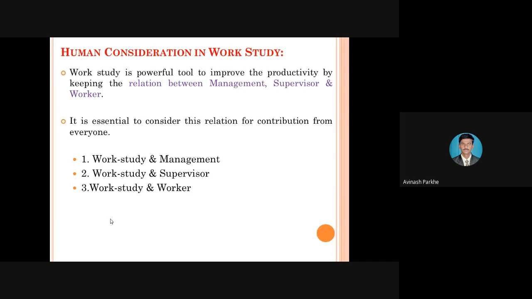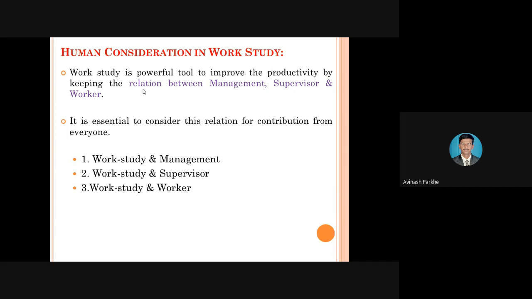That is, what is the role of management in work study? What is the role of the supervisor in work study? What is the role of the workers in work study? Therefore, these human considerations are implemented along with the concept of work study. Work study is one of the powerful tools to improve productivity by keeping the relation between management, supervisors and workers.